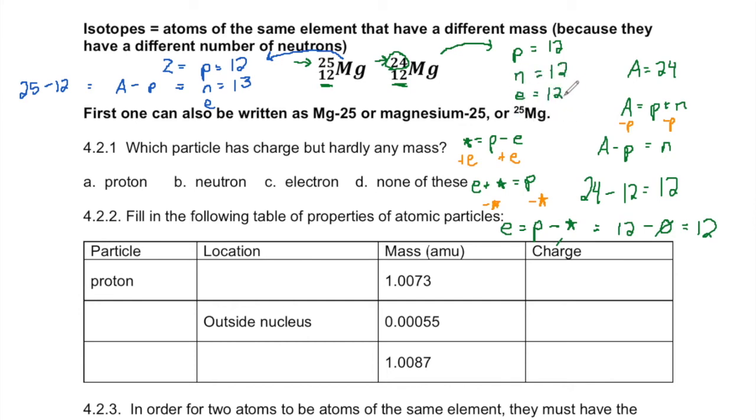And that makes sense because if the number of protons and electrons are the same, they balance each other and the charge overall will be 0. And we do the same thing on this side, 12 protons minus a charge of 0.